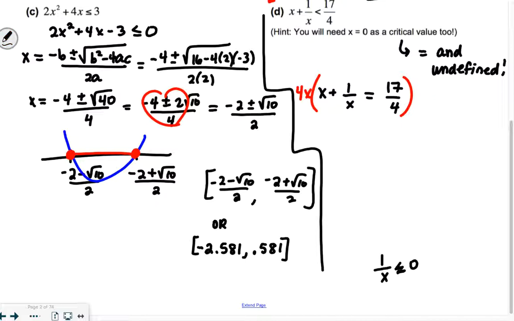So I'm going to get 4x squared plus, the x's are going to reduce on the next one, so 4 equals, the 4's reduce, 17x. So I have 4x squared minus 17x plus 4 equals 0.